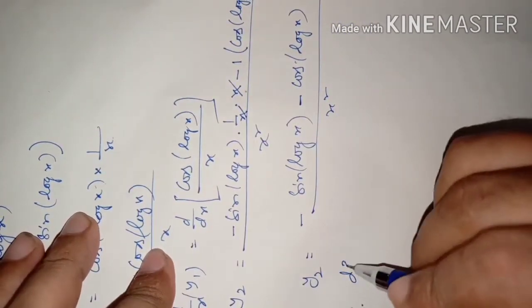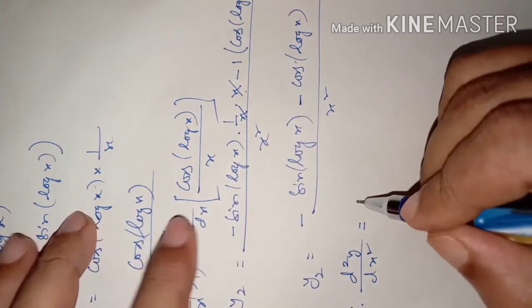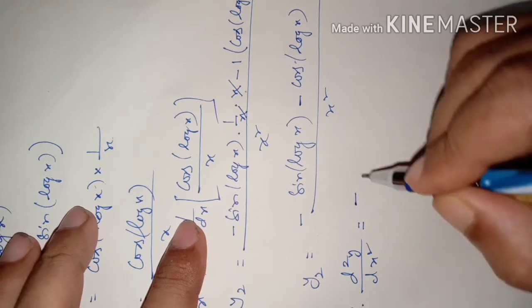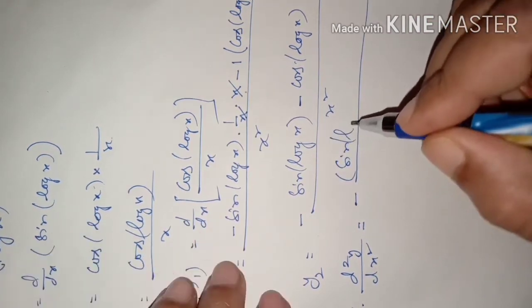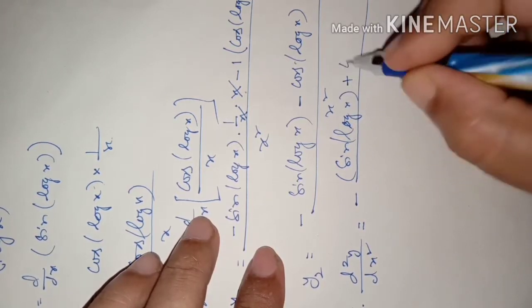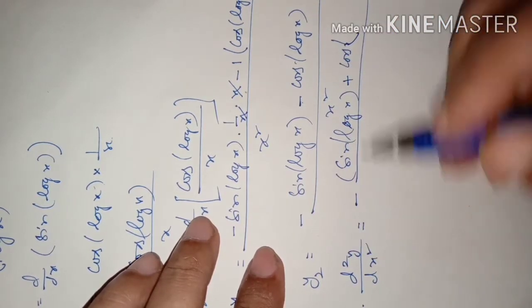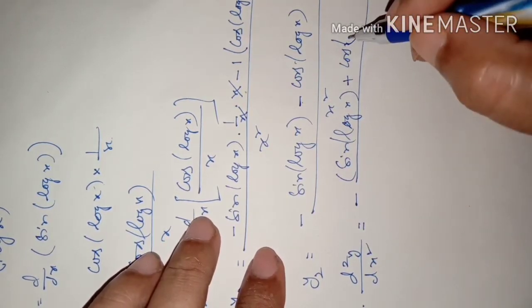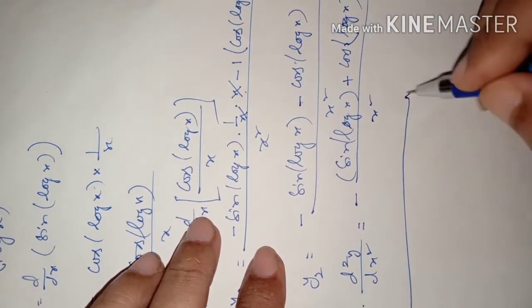Therefore d2y by dx square is equal to minus, you can keep the minus here and the whole thing here, sin log x plus cos log x. Taking this minus as a common factor, minus 1 times sin log x plus cos log x, divided by x square. This will be our answer.